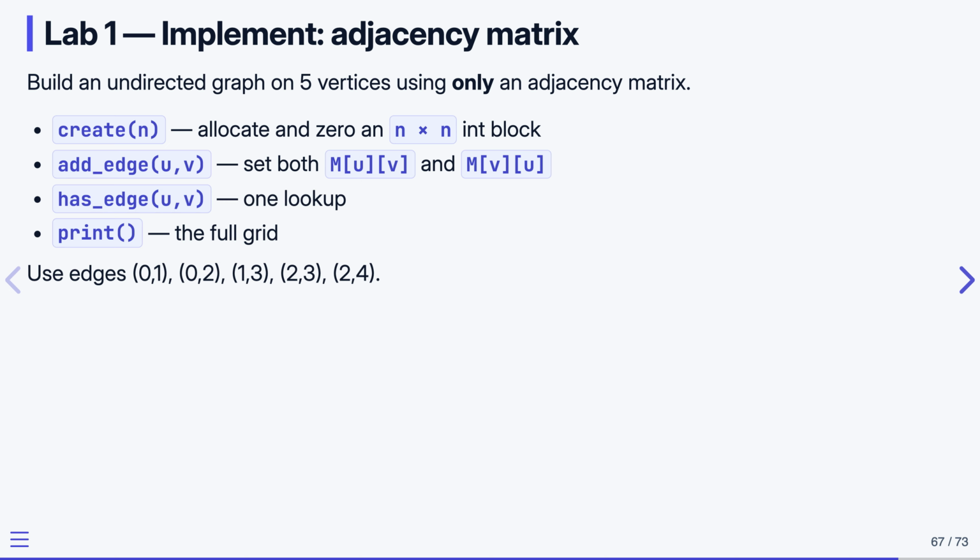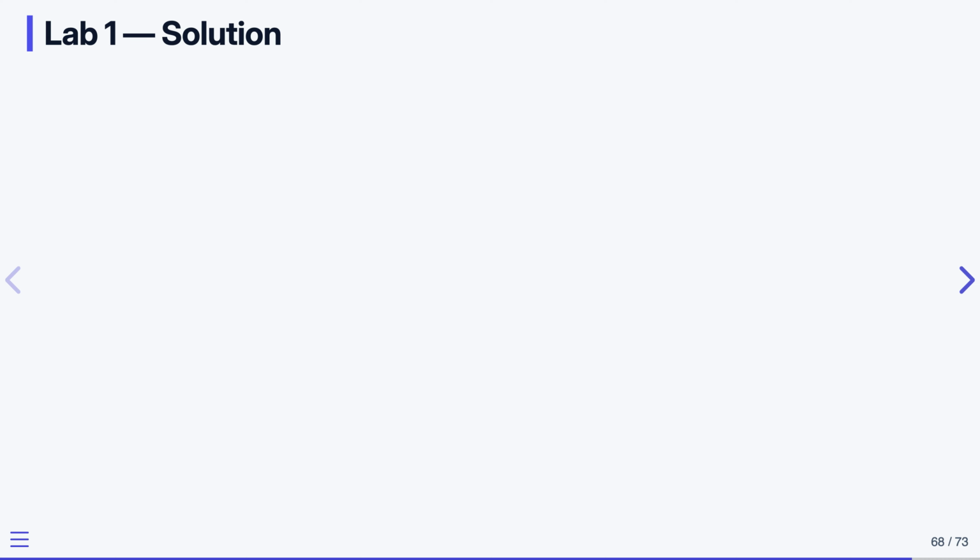Use these 5 edges: 0, 1, 0, 2, 1, 3, 2, 3, and 2, 4. Try predicting the printed grid by hand before you run it. Give it a go, and we will look at a solution next. Let's look at the solution.